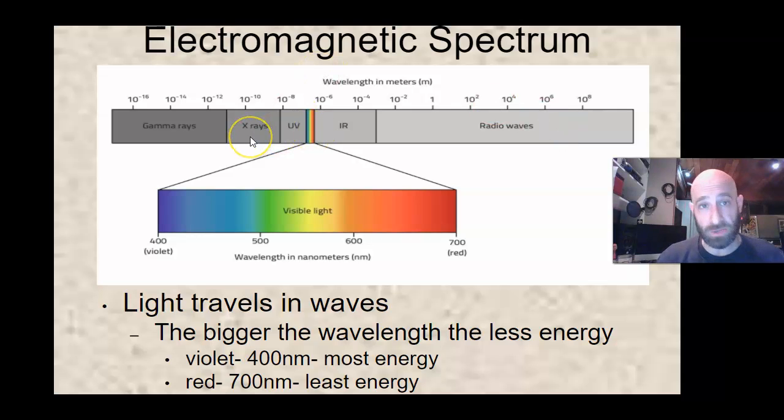And then we have our X-rays, which are smaller, and a little more dangerous. And then we have UV or ultraviolet radiation, we have infrared, and then we have this thing called visible light, which is what we're going to focus on today.